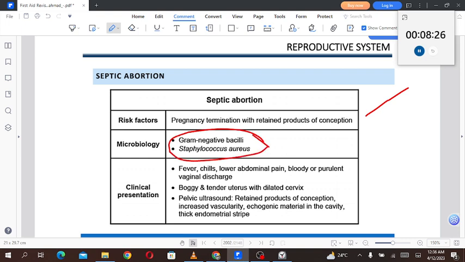Clinical picture will be fever, chills, lower abdominal pain, bloody or purulent vaginal discharge, boggy and tender uterus with a dilated cervix. Pelvic ultrasound shows retained products of conception, increased vascularity, echogenic material in the cavity, and a thick endometrial stripe.